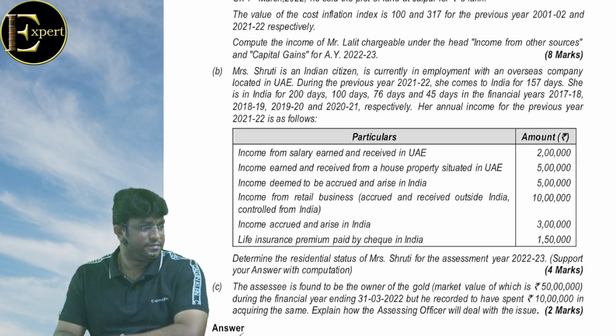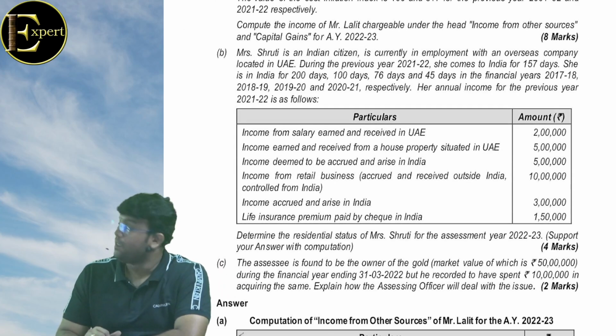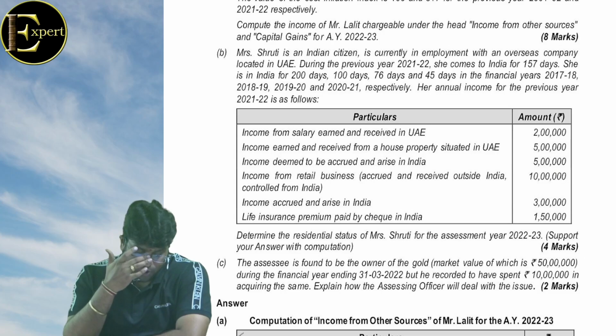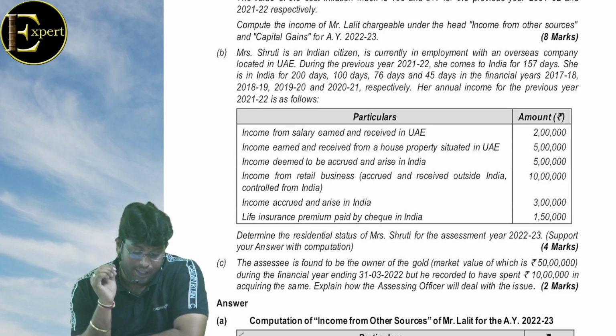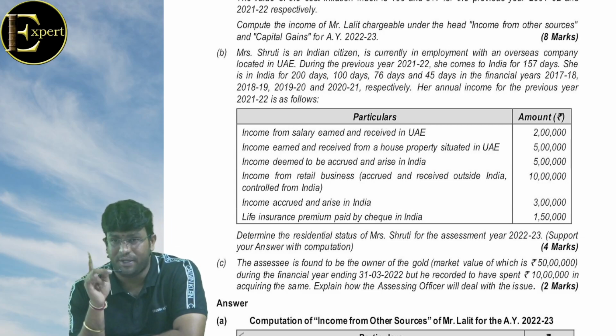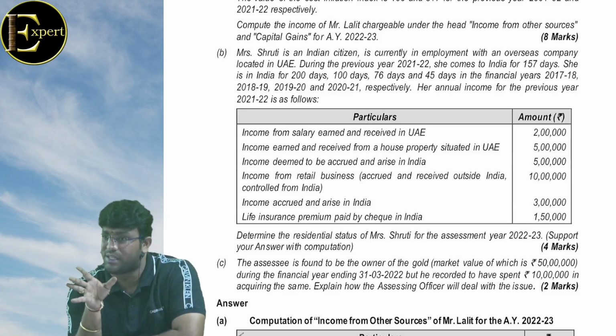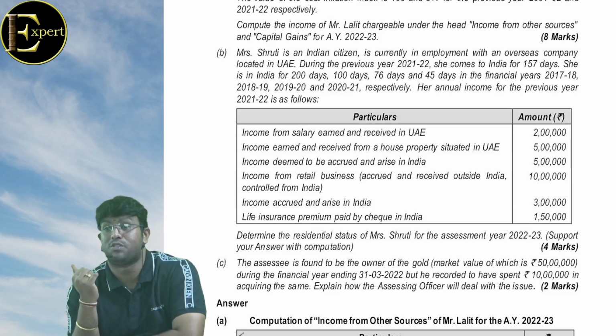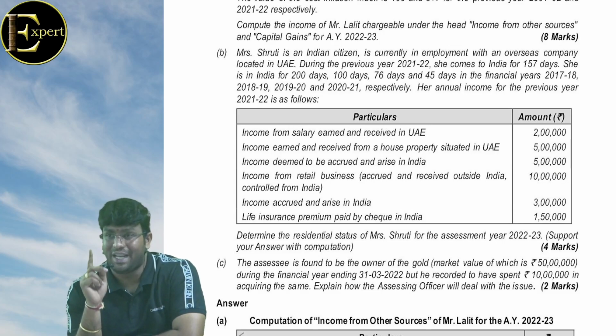See this question. Visible? Yes. Mrs. Shruti is an Indian citizen. She is currently in employment with an overseas company located in what? UAE. During previous year 21-22, she comes to India for how many days? That means she is an Indian citizen coming to India for a visit. 157 days, meaning the first basic condition cannot apply. The second one can be applicable, the modified one, if total income other than foreign source is above 15 lakh.